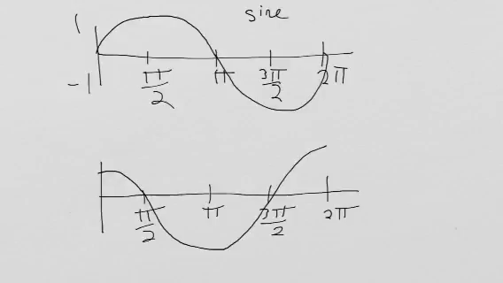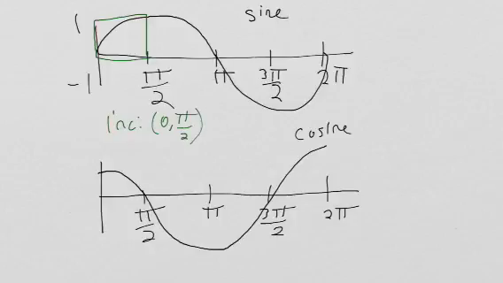Here they are. Sine and cosine. Forgot to label this one. Cosine. Okay, so sine is increasing. Make increasing green. Right here, it's increasing from 0 to pi over 2. Alright, and then it's decreasing from pi over 2 all the way until 3 pi over 2.